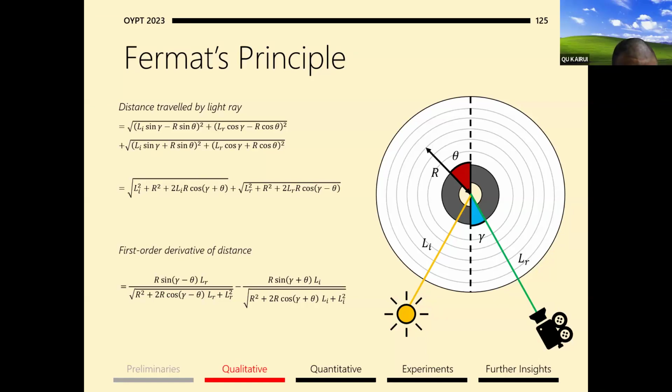Someone said something. Is it differentiation? Okay, yes, definitely differentiation. But the first expression, the one that says distance traveled by light ray equals square root of blah, blah, blah, where do you think that comes from? Pythagoras. Yes, it's basically Pythagoras theorem, right?